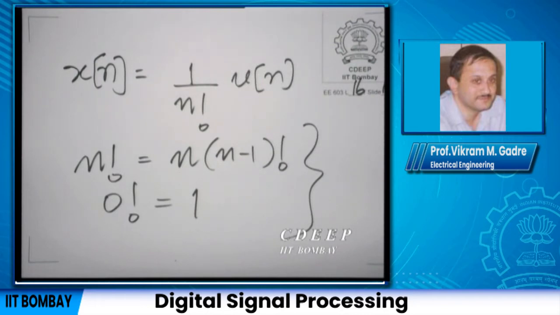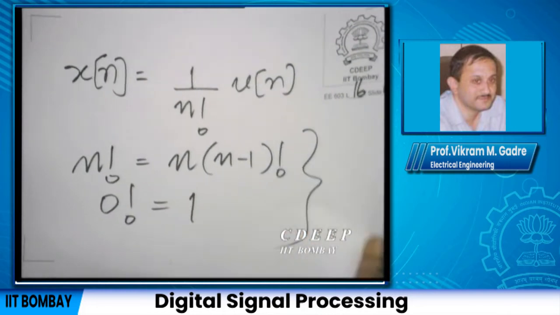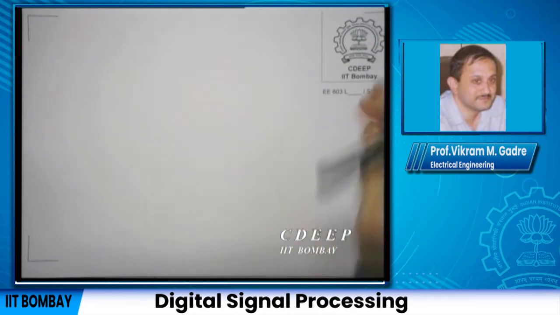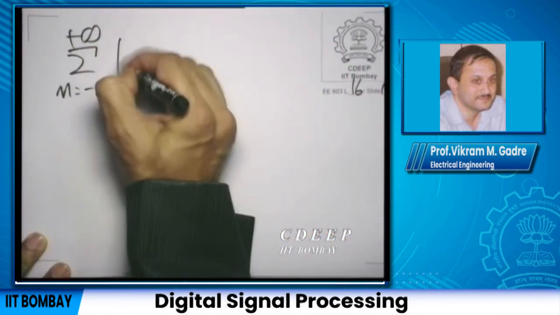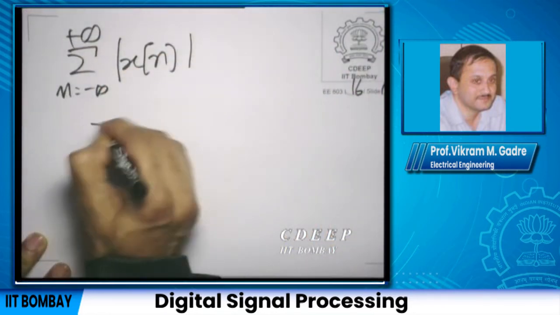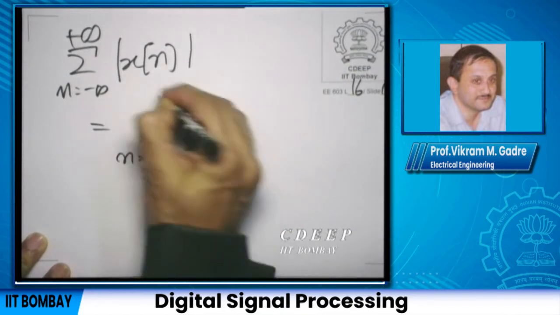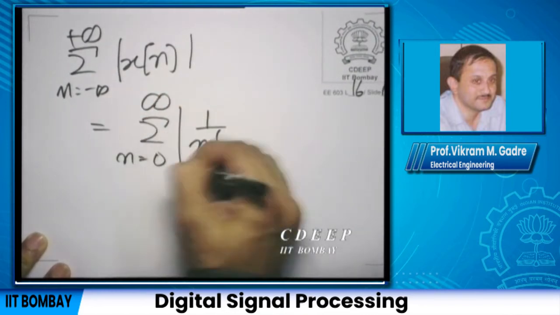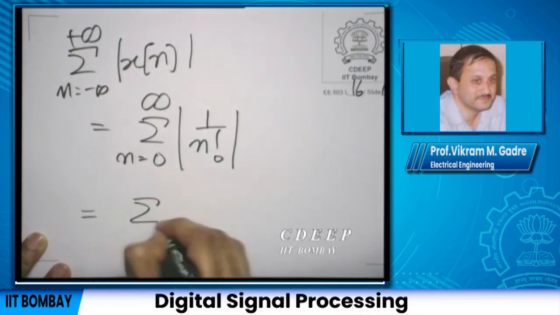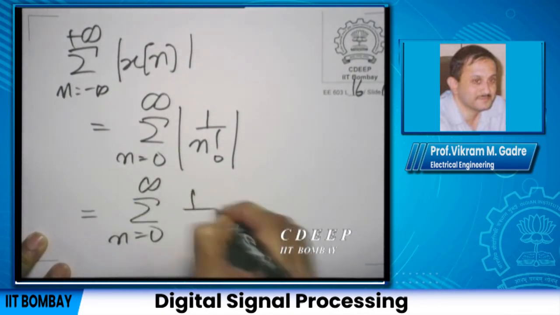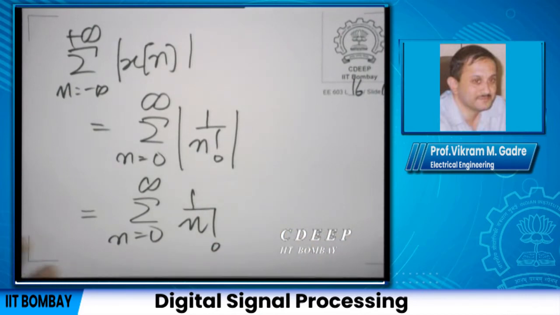Would it be stable? How would we answer the question? We would need to look at the absolute sum of the impulse response. And in fact, the absolute sum of x[n] is very easy to calculate. It is summation over all integers of mod x[n], which is essentially summation n going from 0 to infinity of 1 by n factorial, because n factorial is positive. And this is very easy to evaluate.